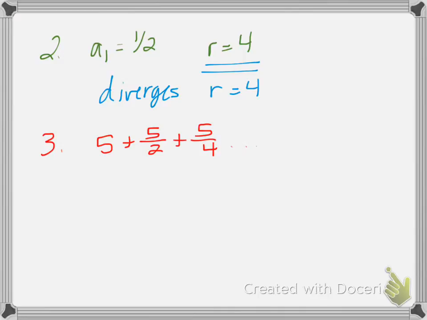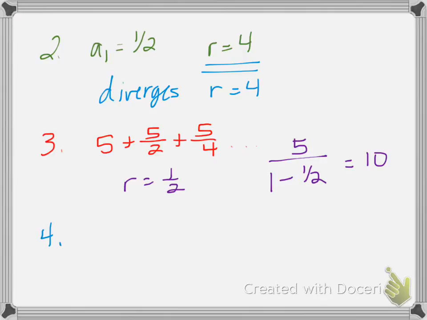If I have this series, alright, it's geometric. I can tell that R is a half because I'm multiplying by a half. A half is less than 1, so we're good. We know it would converge, so we write out the formula A1 over 1 minus R. And we get 10.